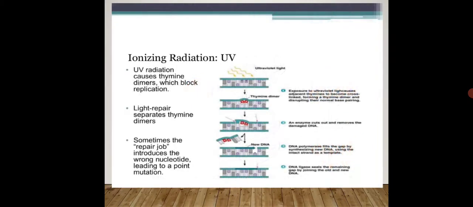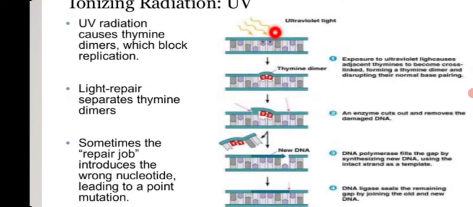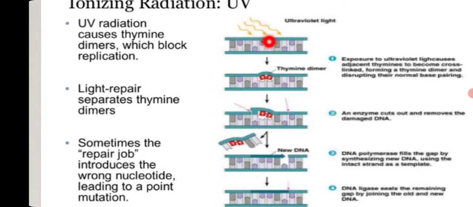So radiations may cause cancer. Let's see how UV actually creates the mutation. What is the mechanism behind the mutation? When UV radiations fall onto this normal gene, when UV radiations are being bombarded, it leads to the formation of thymine dimer.